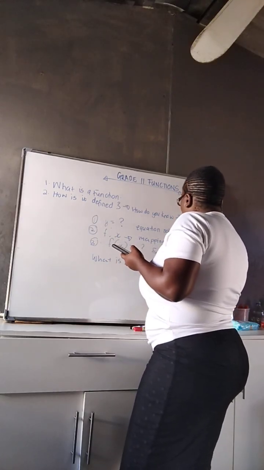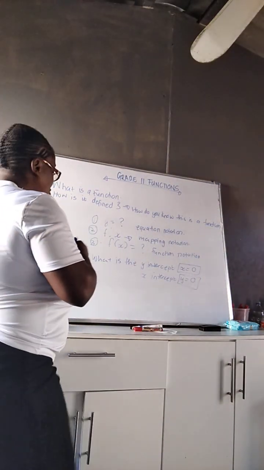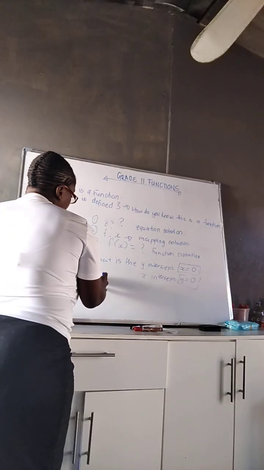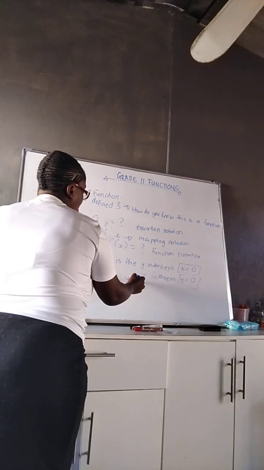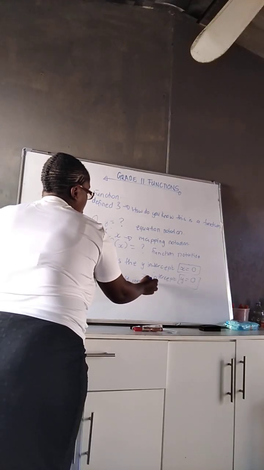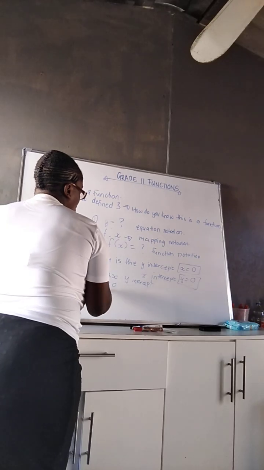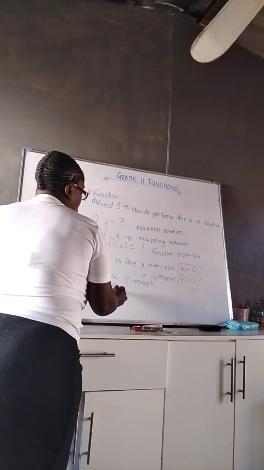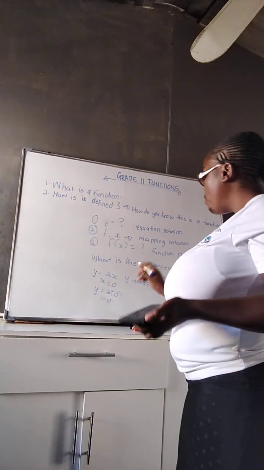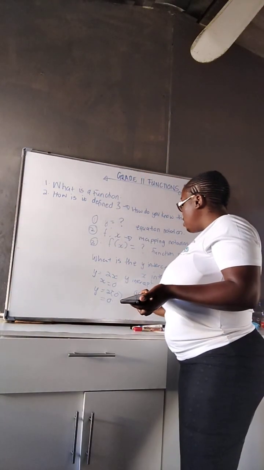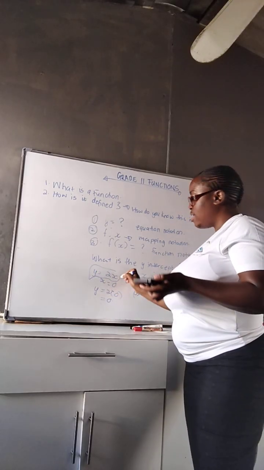For example, if they say, what is the y-intercept for an equation that is y is equal to 2x? So the y-intercept is going to be, x will be replaced with what? 0. So y is equal to 2 times 0, which gives us what? 0. So when x is equal to 0, y is also going to be 0. So that's the y-intercept for this particular equation.